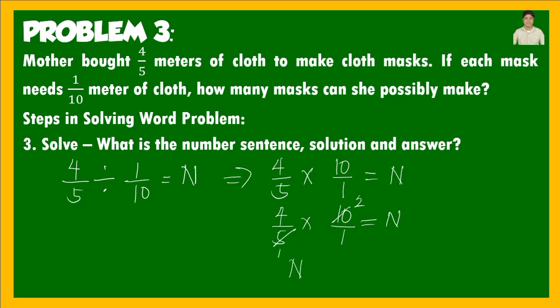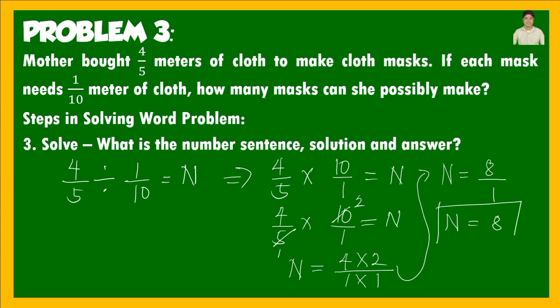Next, multiplying the remaining factors. So 4 times 2 over 1 times 1. So n is equal to 4 times 2, 8 over 1 times 1, 1. 8 divided by 1 is 8. So n is equal to 8. So ano yung 8 na yan? 8 cloth masks. So there are a total of 8 cloth masks that can be possibly made by mother using 4/5 meters of cloth that she bought. So n is equal to 8.